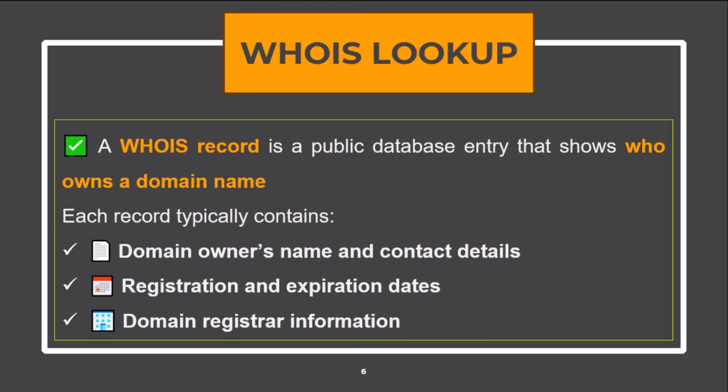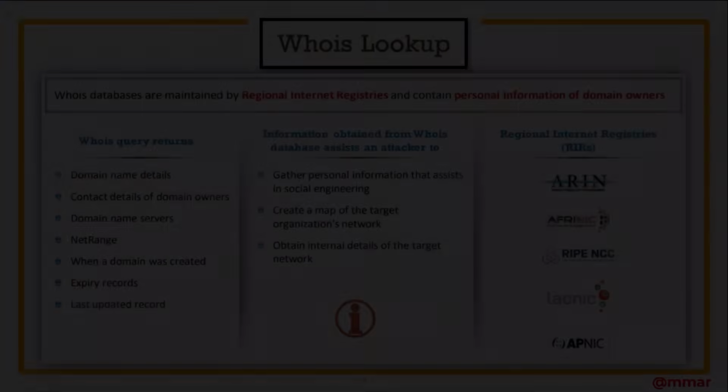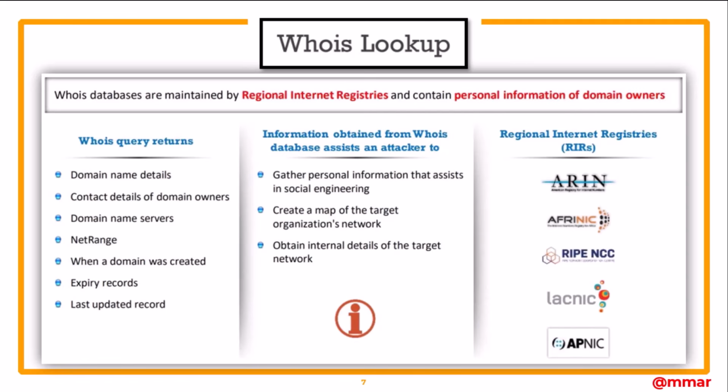Typically, each whois record contains the domain owner's name and their contact details, crucial for direct identification. The registration and expiration dates of the domain giving us a timeline, and information about the domain registrar, the company through which the domain was purchased. It's important to understand that whois databases are maintained by specific organizations called Regional Internet Registries, or RIRs. These RIRs manage IP addresses and domain name registrations globally, and they are the authoritative source for this data.